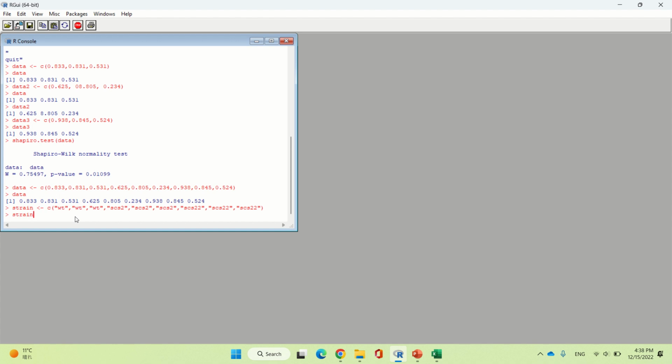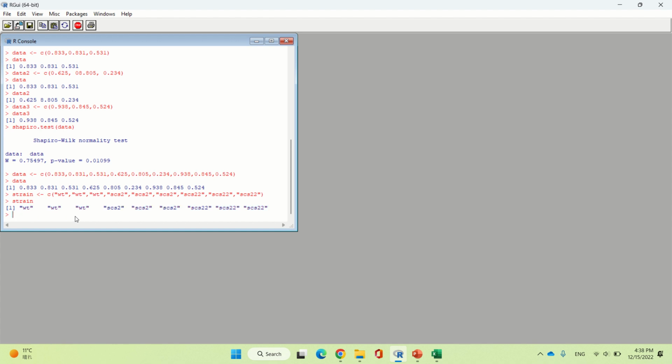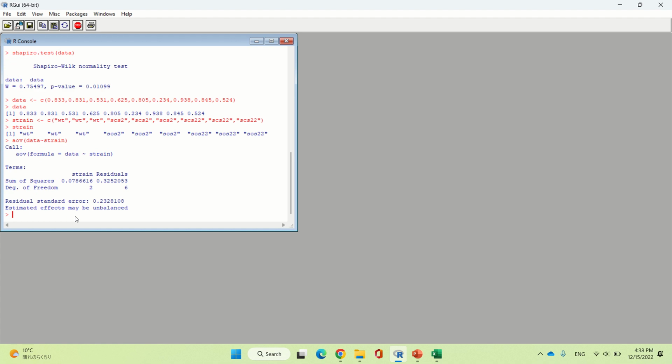Now it is a vector. Then the first is dependent, up to independent. Independent is strain. Bracket cross. Then execute.